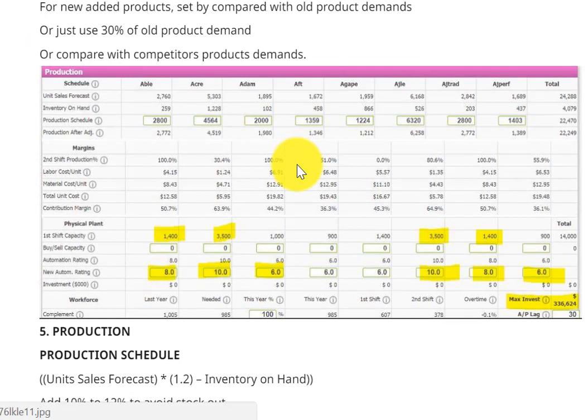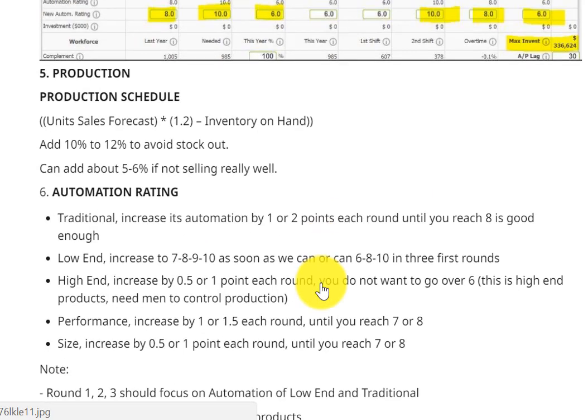Note for a newly added product, we can set the demand by comparing with the old product demand, or just use 30% of the old product demand, okay? Or we can compare with competitor products' demand to estimate the demand for our new product. Look at this, we have 8 products in this sample of round 8, selling very well. So in round 8 all of them sell very well, but in rounds 2 and 3, new products sell just 30%.